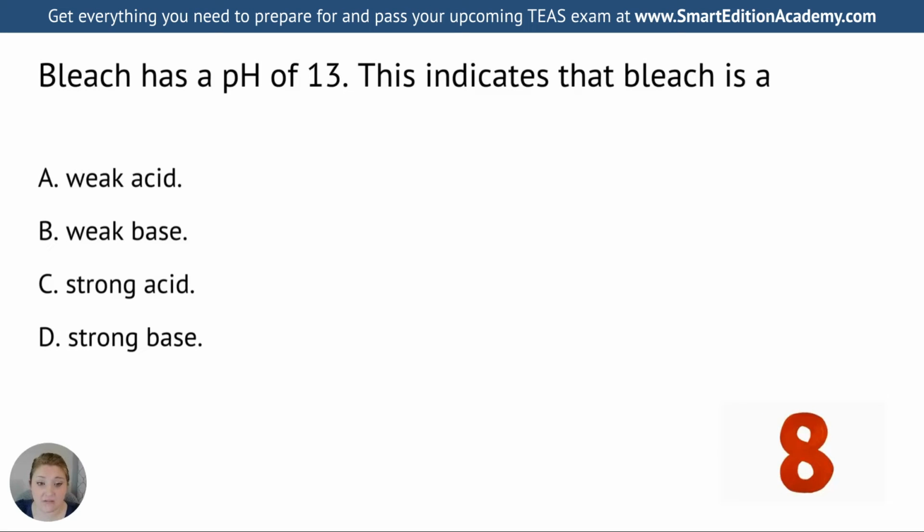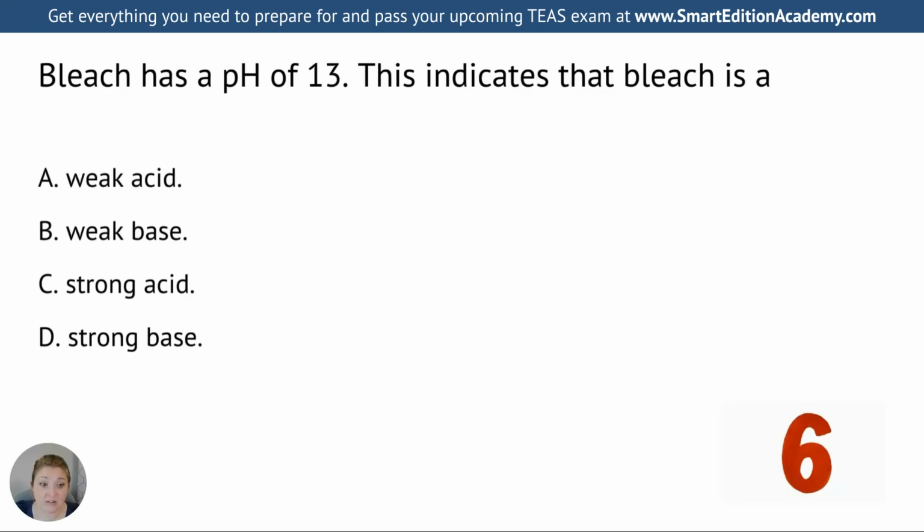Bleach has a pH of 13, and this indicates that bleach is a weak acid or weak base, a strong acid or a strong base. Remember that pH scale goes from 0 to 14. Anything below a 7 is acidic. So this is already telling us that it must be alkaline or base because it has a pH above 7.